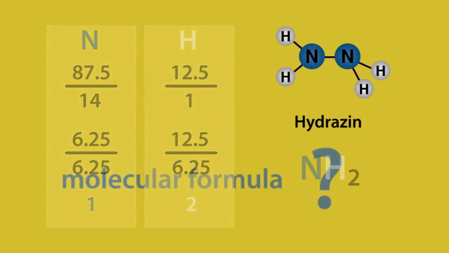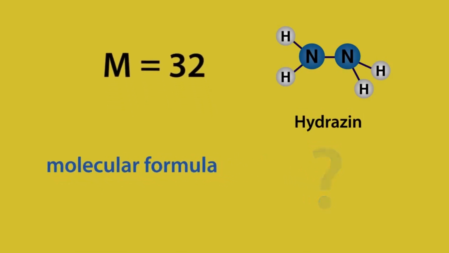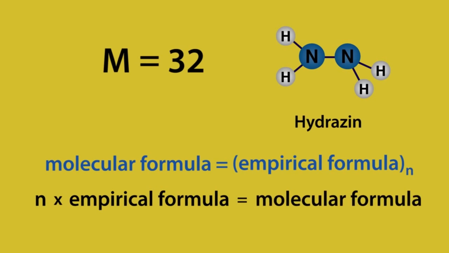But how do we find the molecular formula? The molecular mass for this compound is 32. The molecular formula is the empirical formula times N, where N is the number by which we have to multiply the empirical formula in order to get the molecular formula.